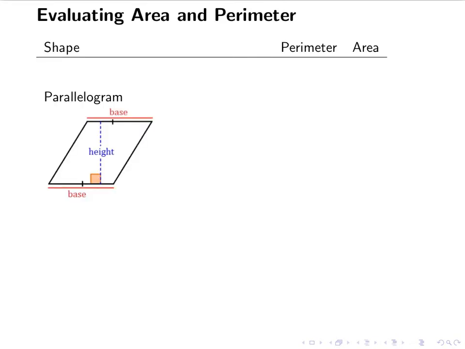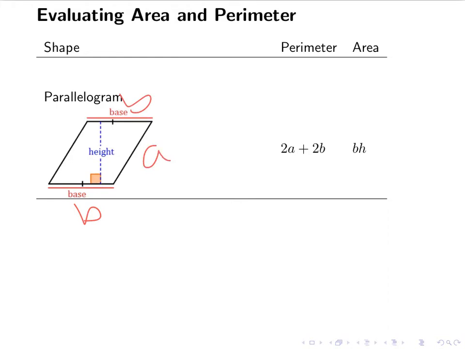So the first one is a parallelogram. A parallelogram is where you have two sets of parallel sides. These bases, which we're going to call B, are parallel, and the other two sides, which we'll call A, are also parallel. The perimeter is 2A plus 2B, and the area is BH. So again, these two are B, these are A, and H is the height.